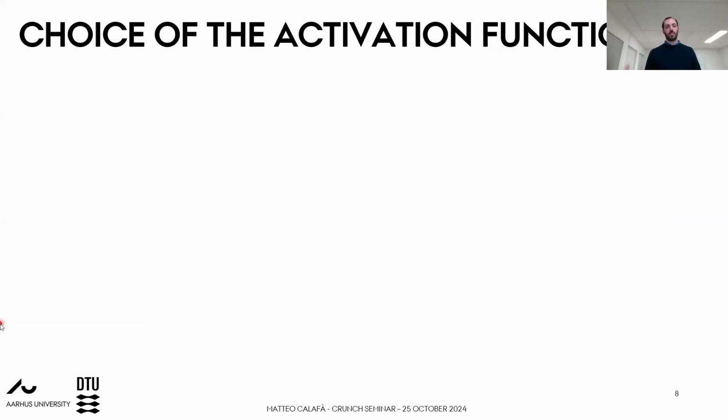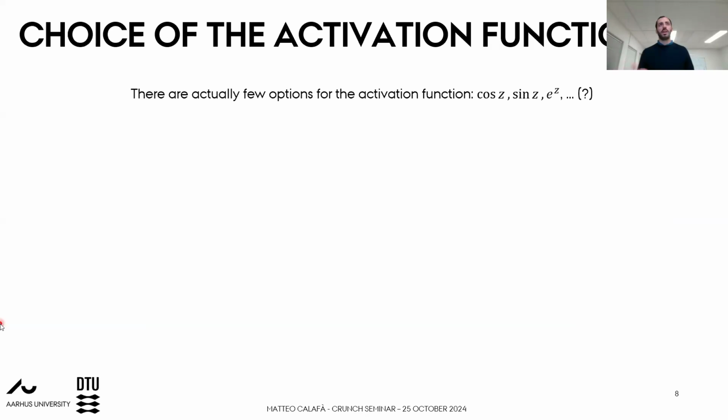We start really shaping our network. We know that our activation function must be entire and cannot be a polynomial. How many choices do we have? Unfortunately, we don't have many options. We have the cosine function, the complex sine, and the complex exponential. We obviously also have combinations of these three, but we don't have many other options.